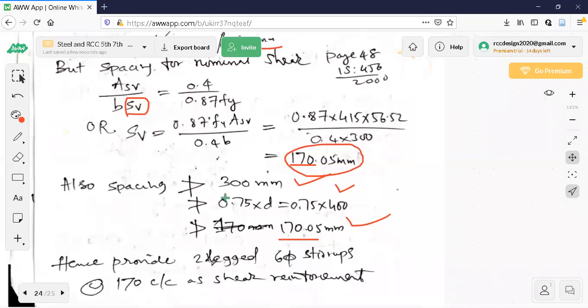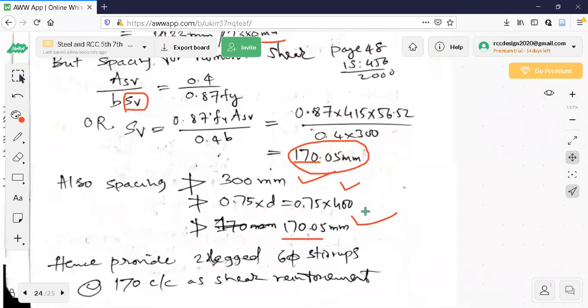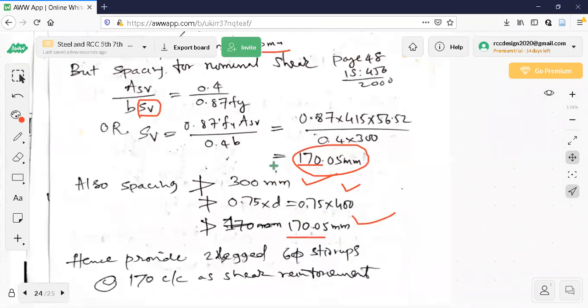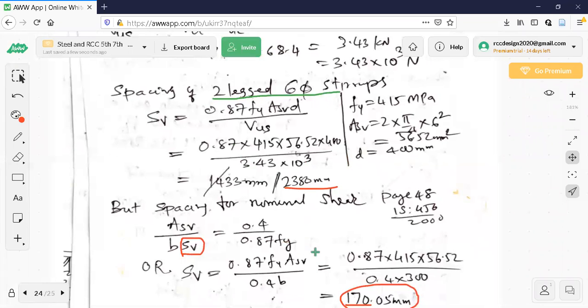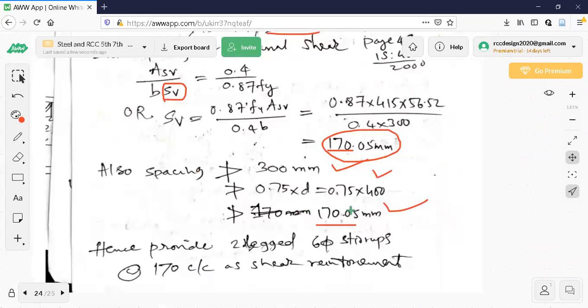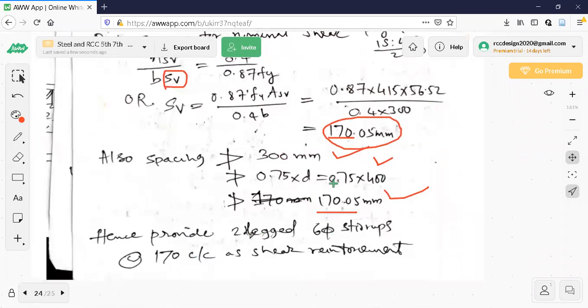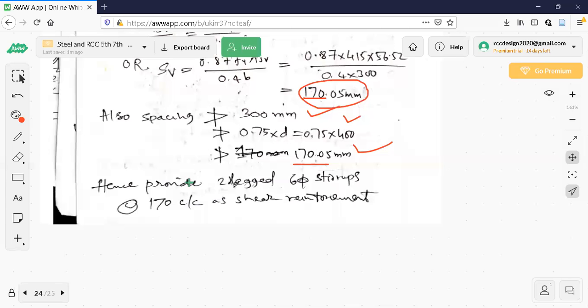So the spacing limit is 300, or 0.75 times D. Then the actual calculated one is 170. And you must also compare with this value. This value is impractical here. So I'm going to choose 170. I'll round it off to 170 c/c. It is 170.0 something, I'll round it off. Finally, shear reinforcement is completed. On Saturday, I will complete the last step, that is the deflection check.